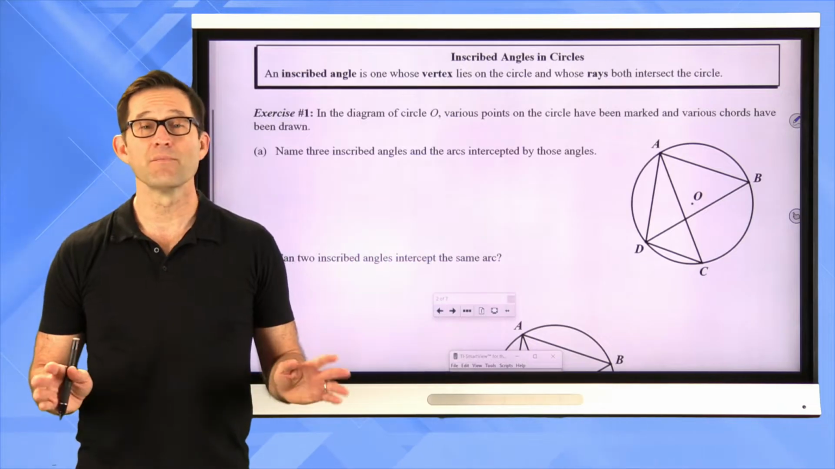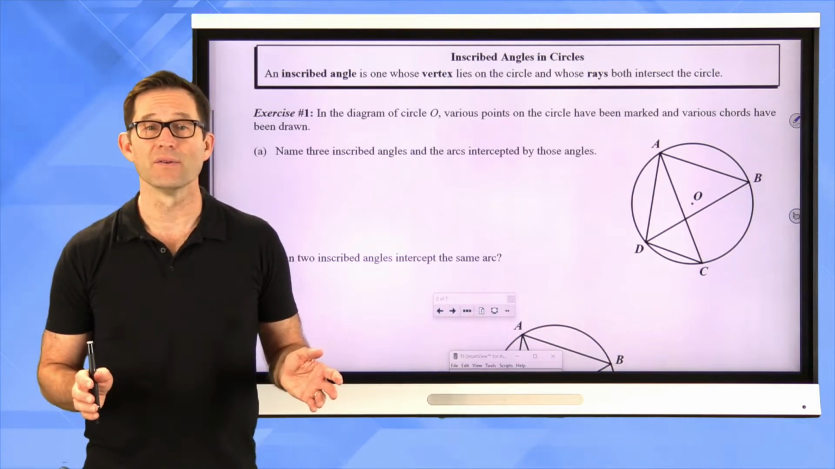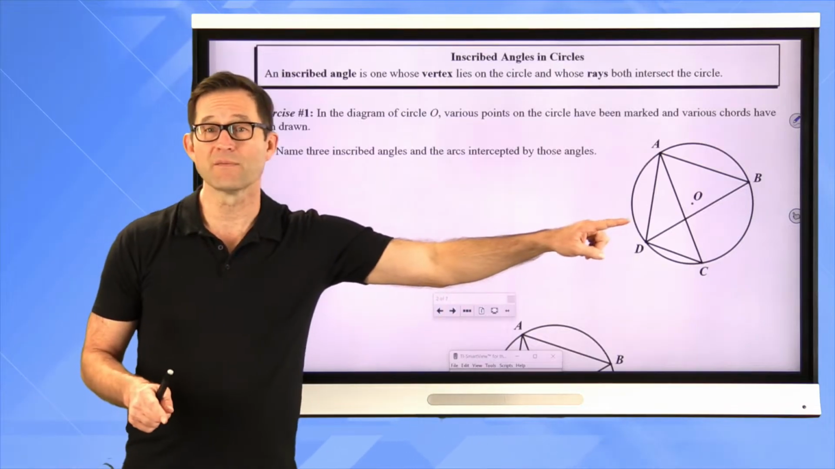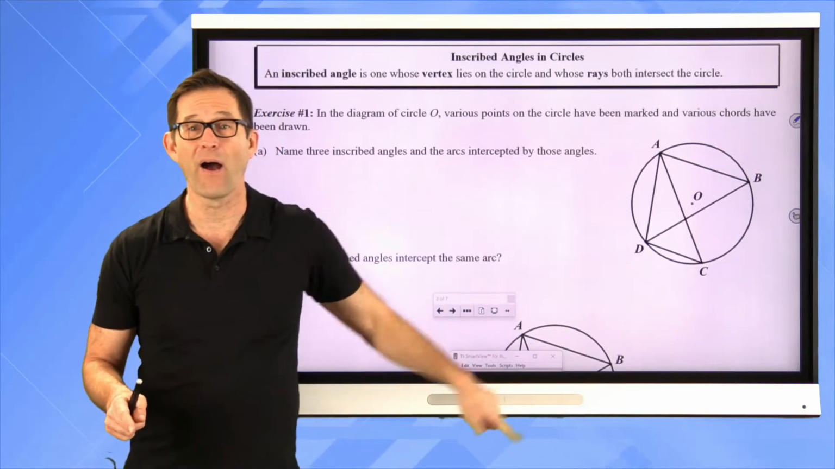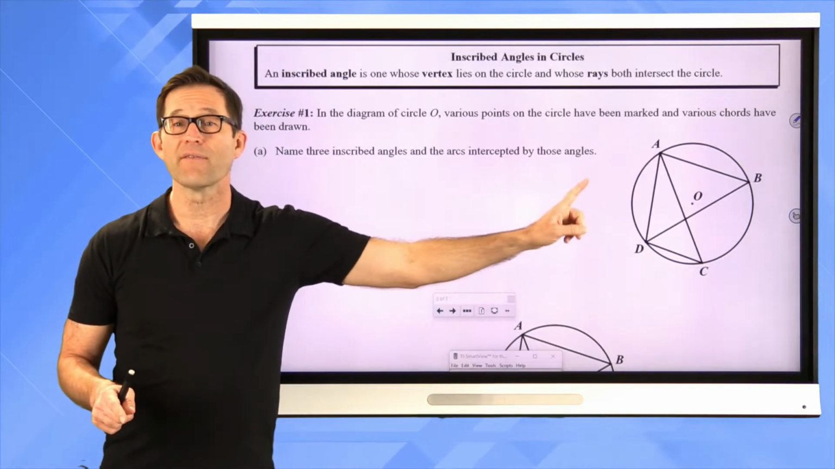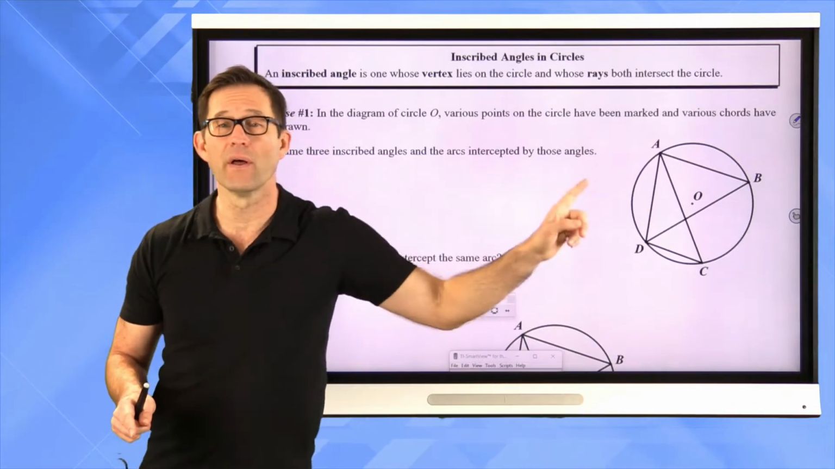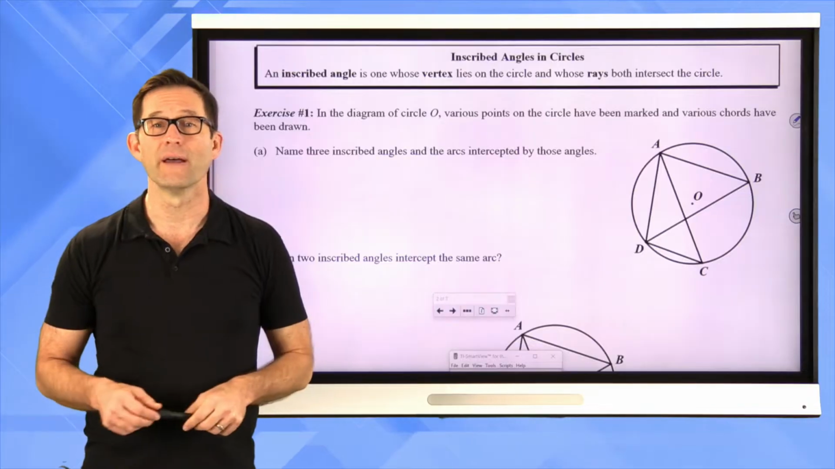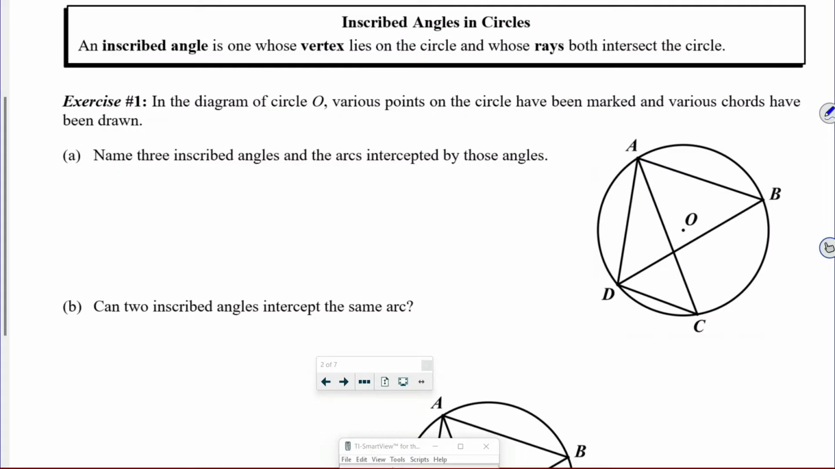Now, that's important because there are certain types of angles that could have a vertex on the circle, but whose rays are extended out this way, right? We've got to have a vertex that lies on the circle and whose rays then also intersect the circle. Let's take a look at letter A. Name 3 inscribed angles and the arcs intercepted by those angles.